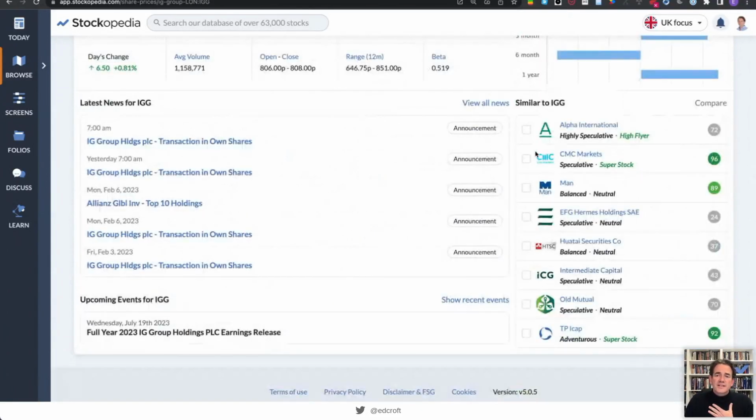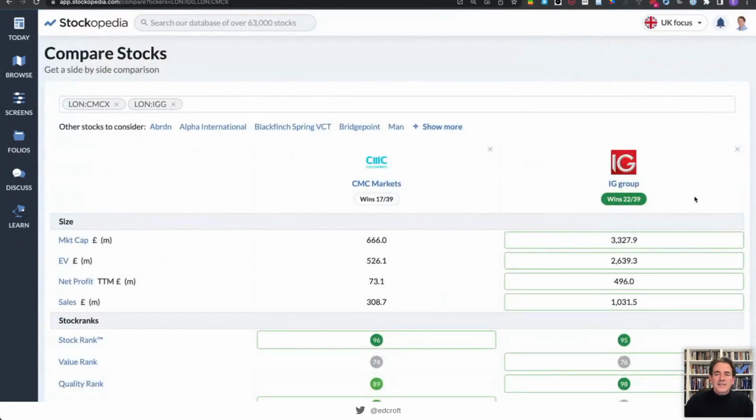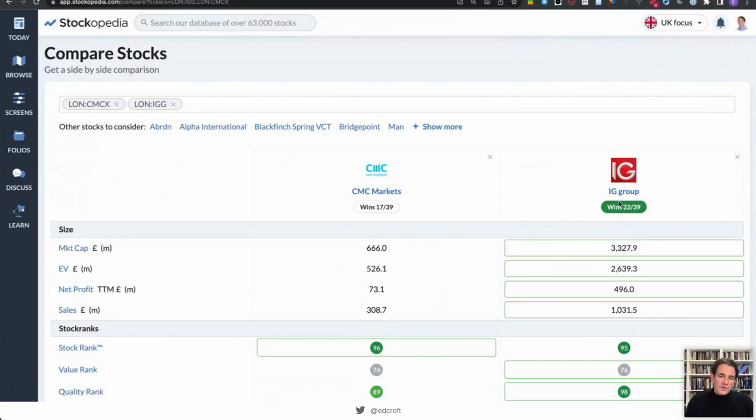And I can go and compare it against, let's say, CMC, which I know is a spread better. Let's just have a look at how that compares. And IG's winning on a bunch of those metrics.